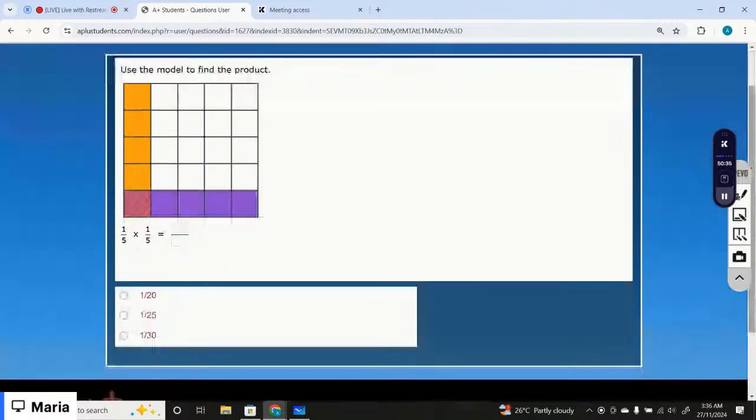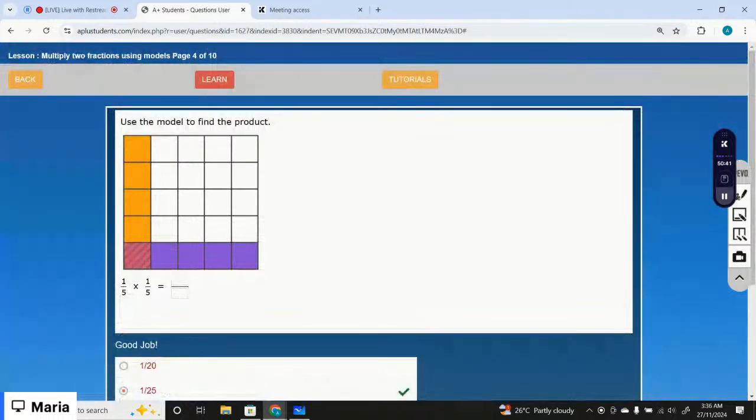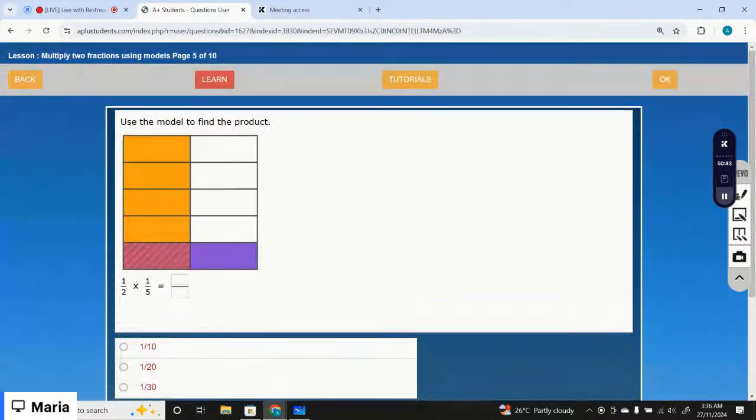1 by 5 times 1 by 5. That is 1 over 25. Option number 2 is the correct option. Use the model to find the product 1 by 2 times 1 by 5. So which is the correct option? That is 1 over 10. Option number 1 is the correct option.